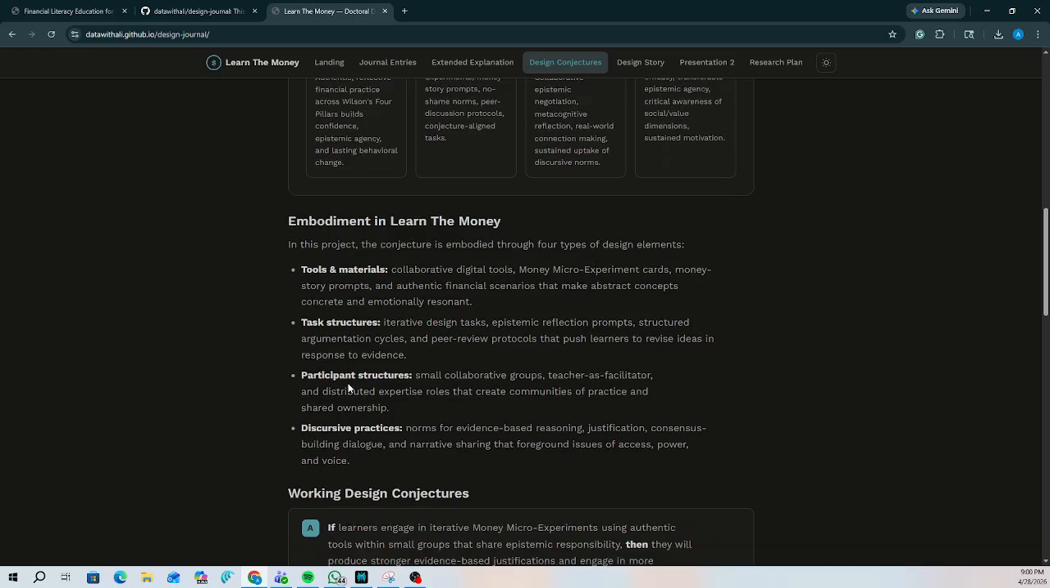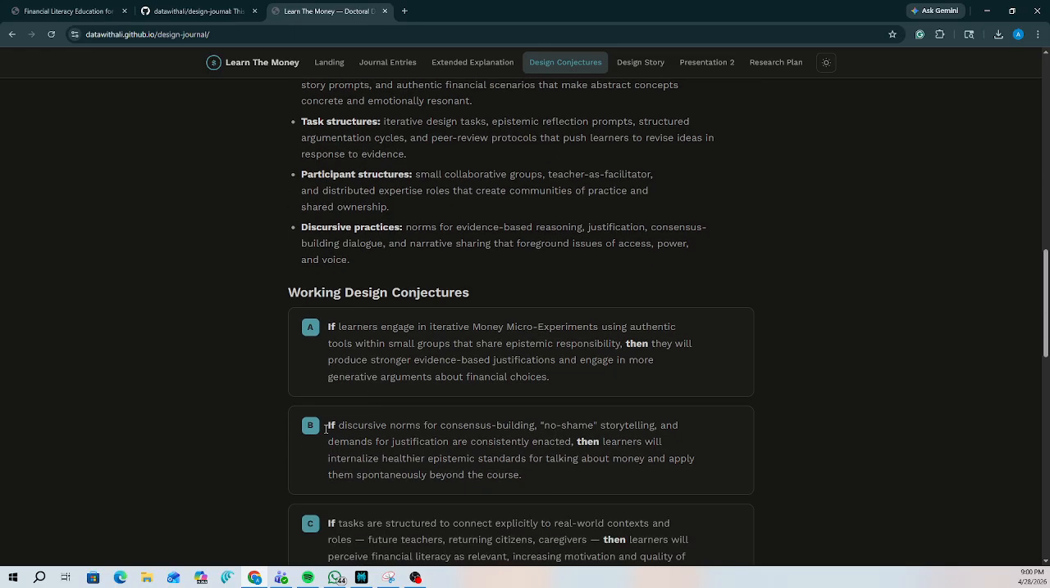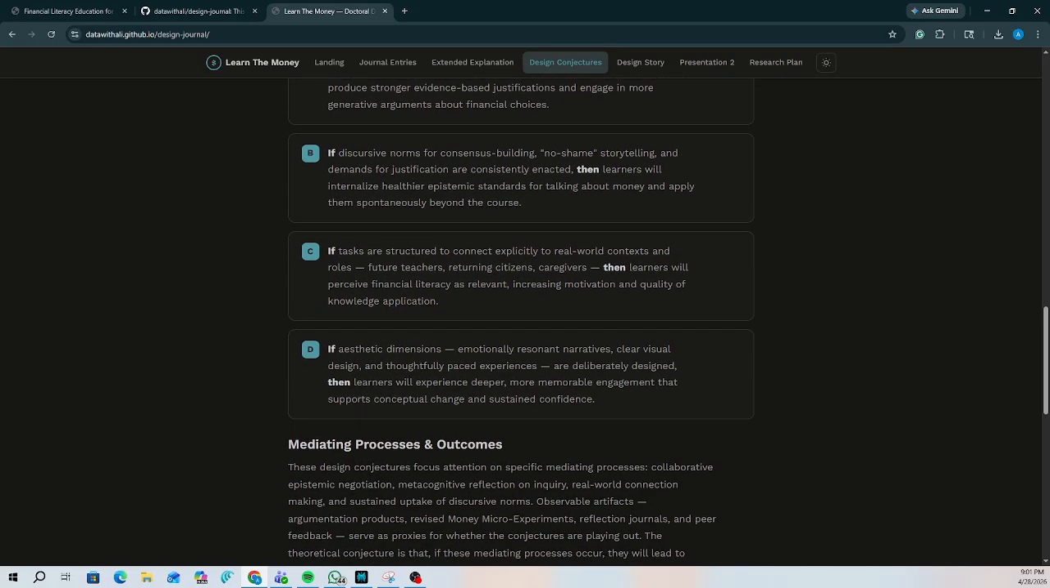And here, the discursive practices, the kinds of talk encouraged: no-shame money conversation, justification of choice, and sharing stories rather than hiding them. Mediating processes, things like reflection, reframing, and epistemic negotiation, what counts as good financial reasoning. And here also we can see the working design conjectures again: if learners engage in this, if the discursive norm is this, and so on and so forth. By showing these connections, the site communicates that Learn the Money is not just a website, it's a material expression of learning theory about how people might grow around money.